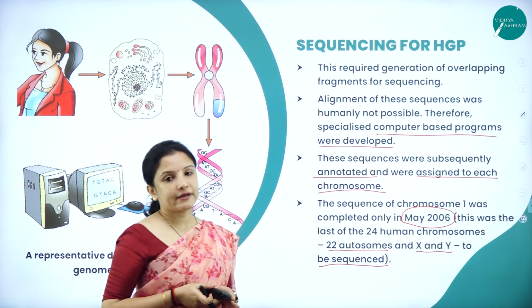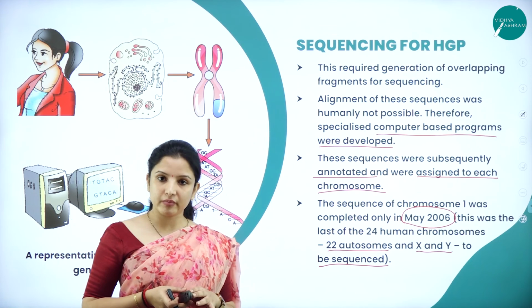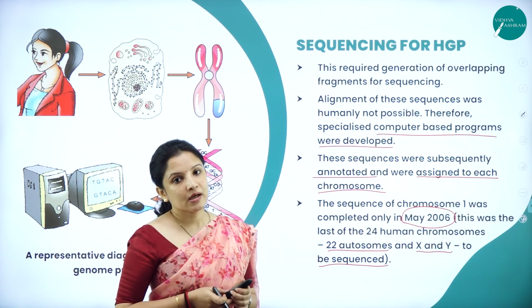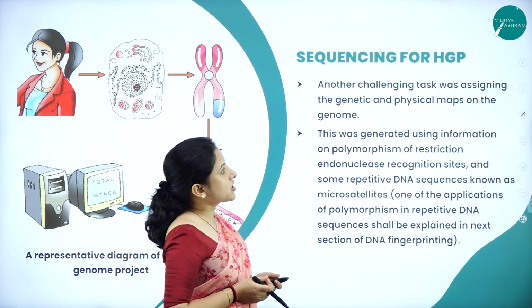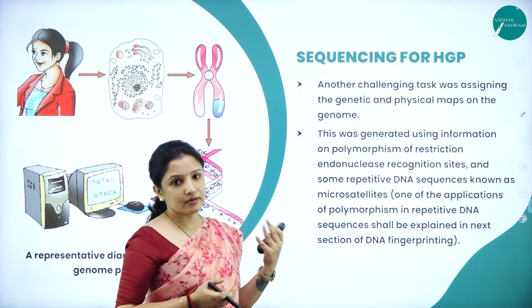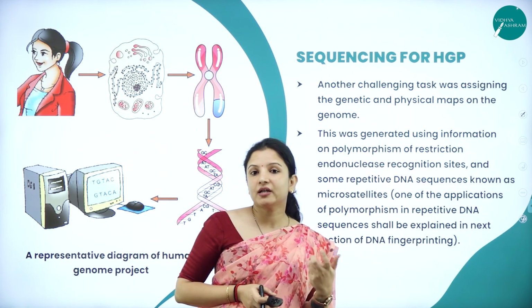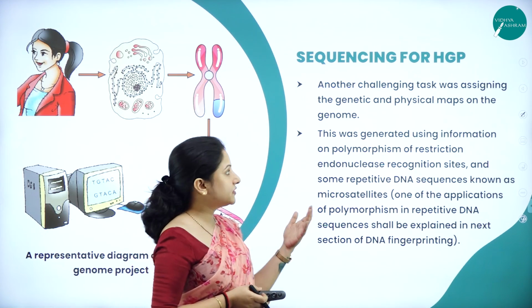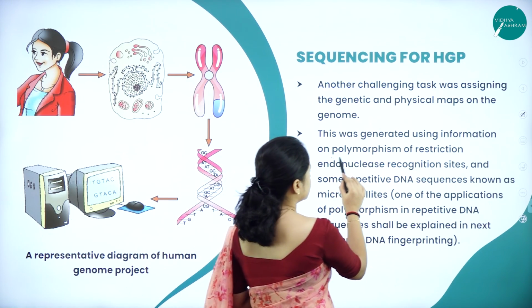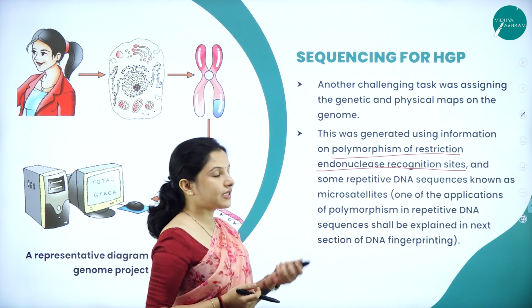So later on, all the chromosomes of the DNA, including the autosomes, the X chromosome and the Y chromosome, were all sequenced, and the complete sequencing was completed. Another challenging task was assigning the genetic and physical maps of the genome. Because a lot of genes are there, it was very difficult to analyze a genetic and a physical map for them, and this was generated using information on polymorphism of restriction endonuclease recognition sites and also some repetitive DNA sequences.